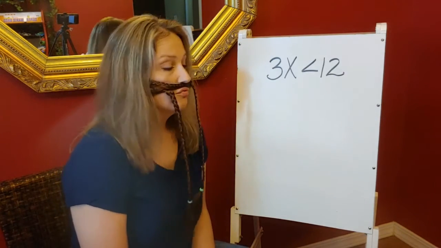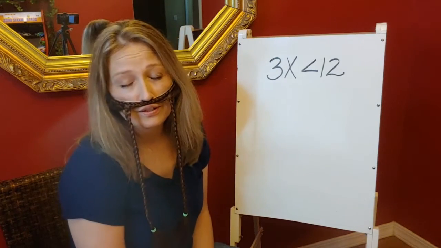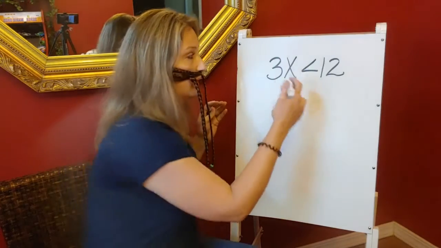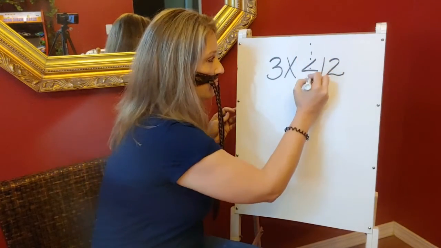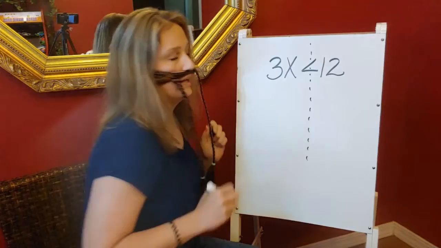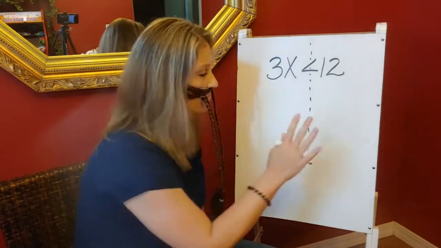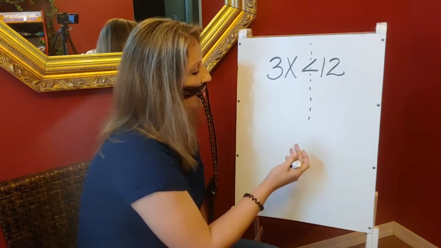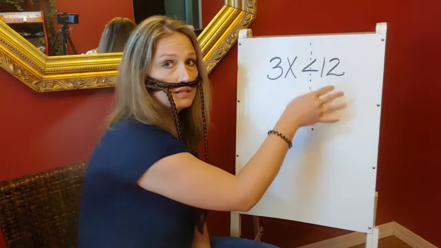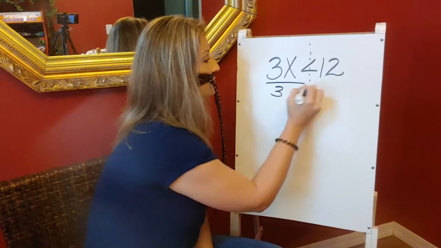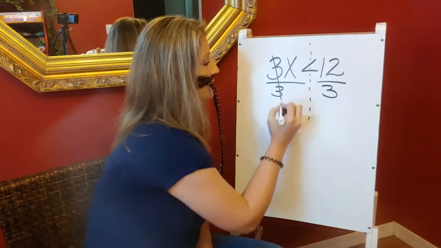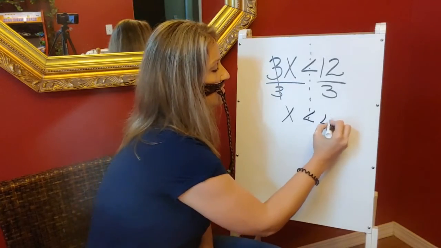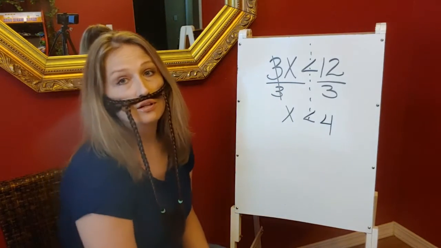For your inequalities, we're going to treat these kind of like we do an equation. On this example here, I'm going to go ahead and put in my line right there, and I'm going to do my one-step inequality. For this one, whenever I get x by itself, I'm just going to have to divide both sides by 3. And x, this is the less than symbol. X is less than 4.